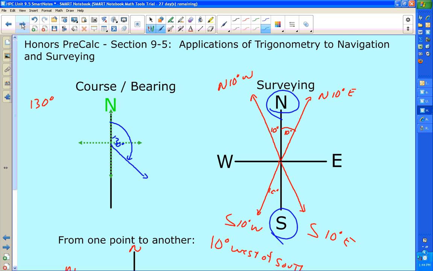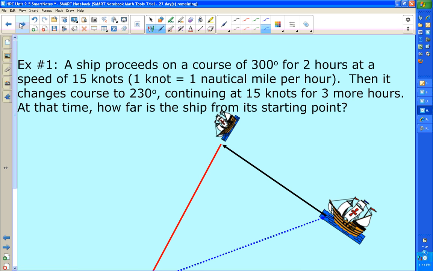Okay, so course and bearing versus surveying: bearings give directions in 3 digits, and surveying is always less than 90 degrees when you give your answer. So here's a perfect example where it's important that you can draw the picture. All you're going to get are the words.